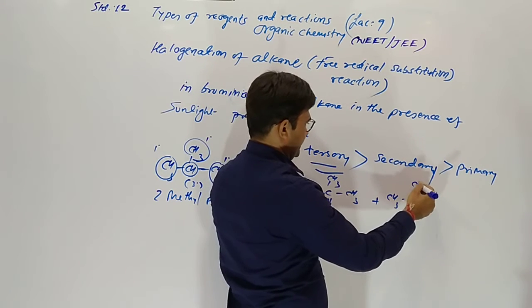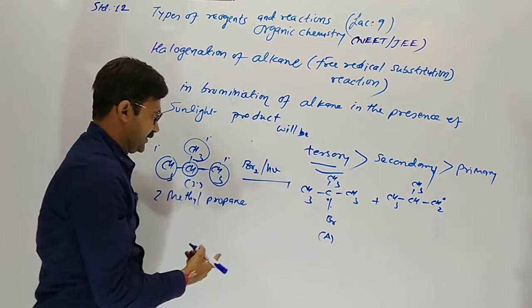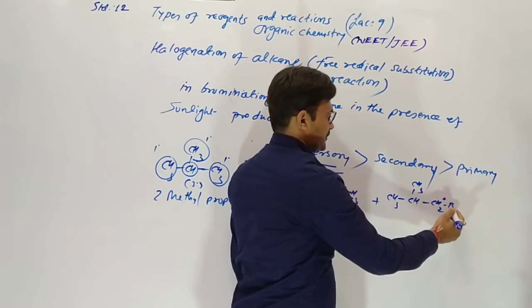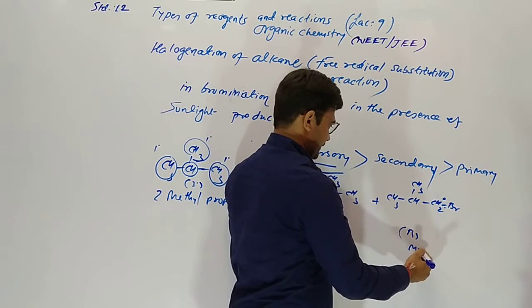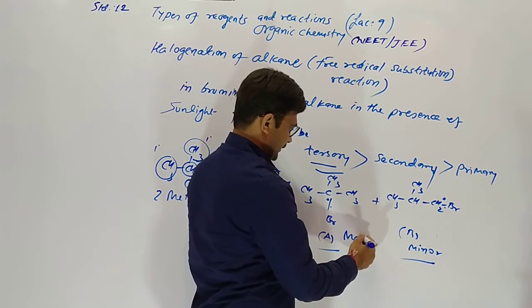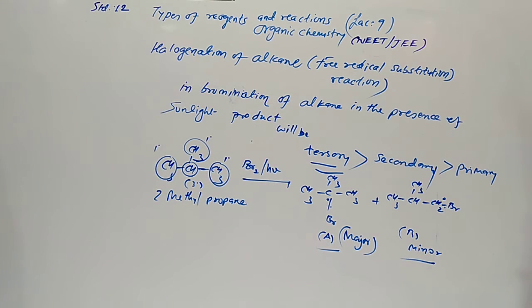The bromine coming here. So actually this is our primary free radical. Primary free radical is less stable than tertiary, so it gives a very less amount, and this is the minor product. This one is the major. Understood? So this type of reaction occurs.